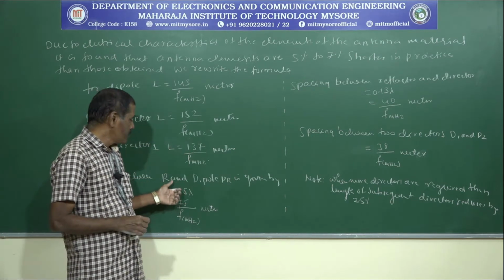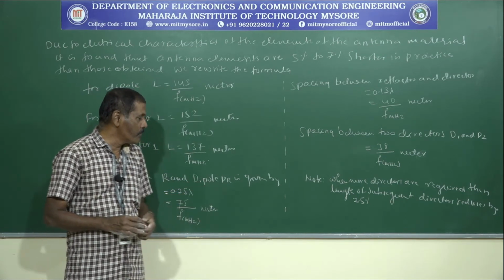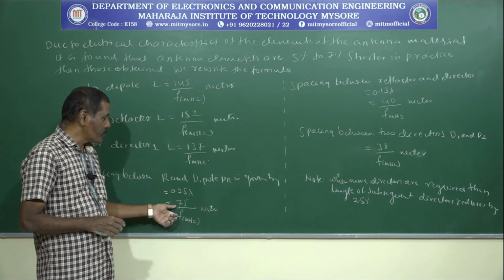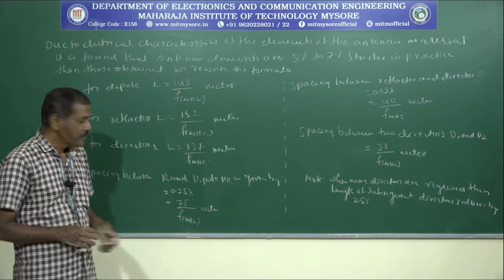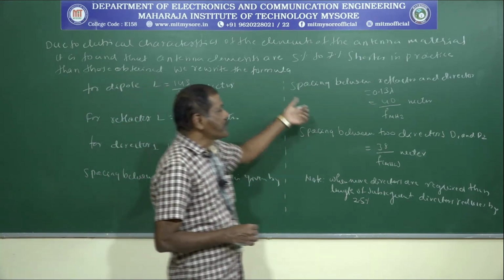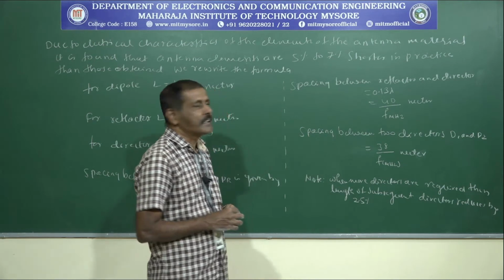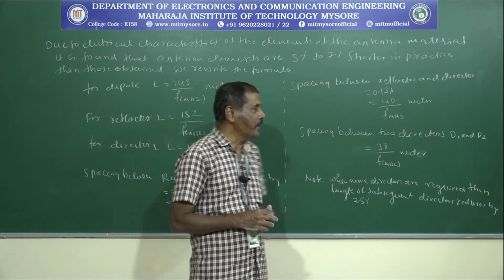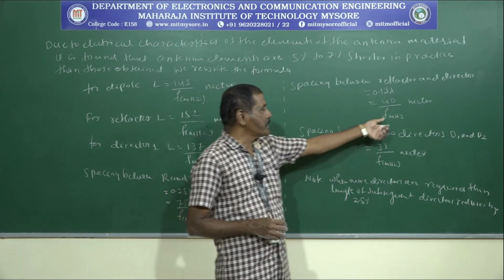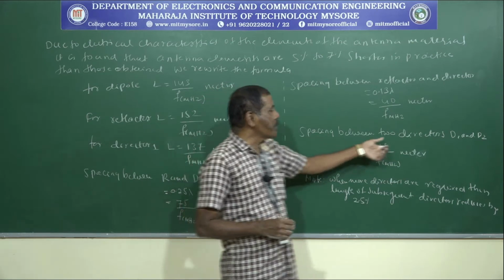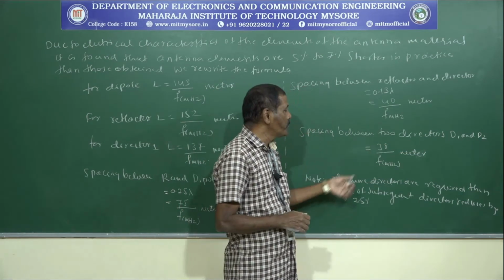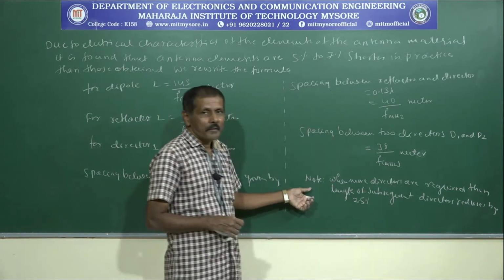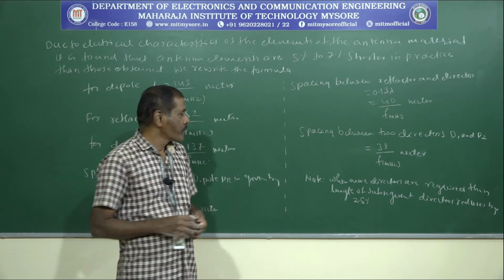The spacing between the reflector and the dipole is given by 0.25 lambda, and this is equal to 75 divided by F, measured in megahertz. The spacing between the reflector and the director is 0.13 lambda, and this is equal to 40 divided by F, measured in megahertz. The spacing between the two directors D1 and D2 is equal to 38 divided by F, measured in megahertz.